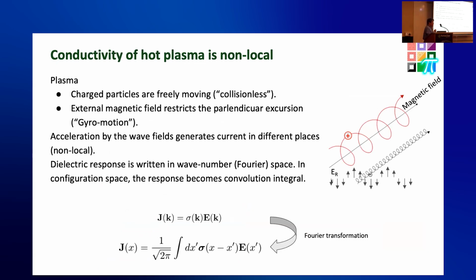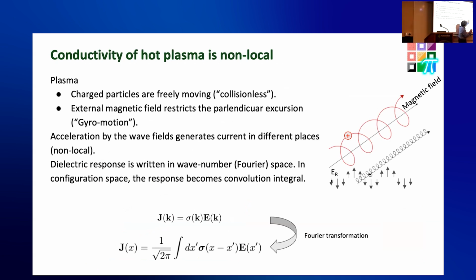Because our plasma is hot. Well, we want to do fusion, so it needs to be hot. And when it becomes hot, then in the plasma a charged particle can move freely, especially along the magnetic field line. So it doesn't collide.